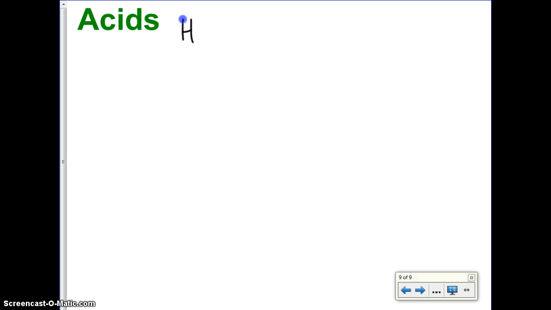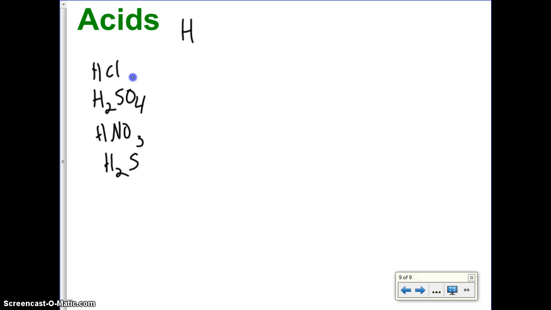H is what starts all acidic compounds, so we have HCl, H2SO4, HNO3, etc. H2S. All those are acids, and we can know that by the hydrogen starting out on all of them.